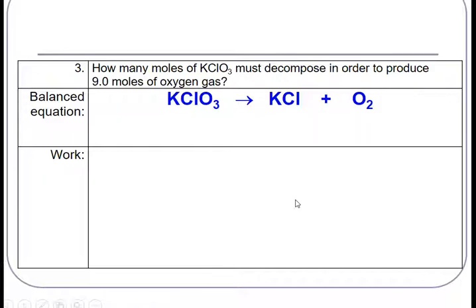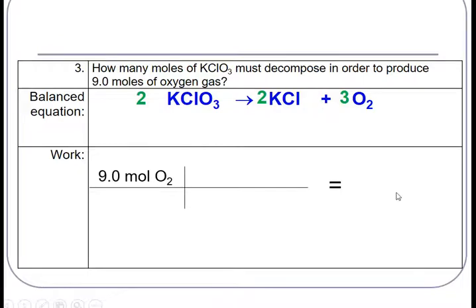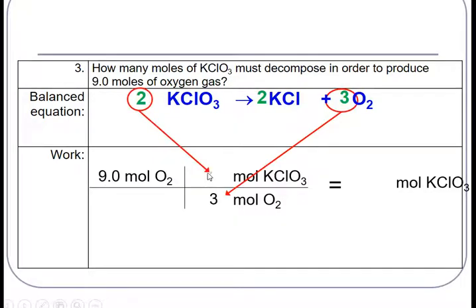So to balance this, we're going to put a 2 in front of KClO3, 2 in front of KCl, 3 in front of O2. Now I write my given 9.0 moles of O2, and I'm trying to find moles of KClO3. Mole of O2 go down here, mole of KClO3 up here. When it's a mole to mole ratio of 2 completely different substances, I use the coefficients in the balanced equation. So 3 goes here, and the 2 goes here.